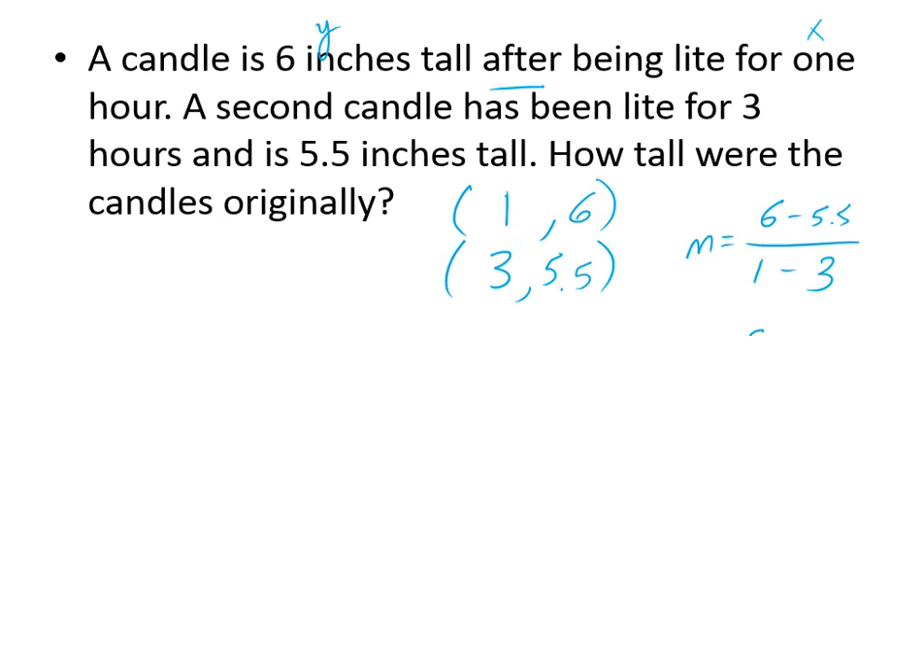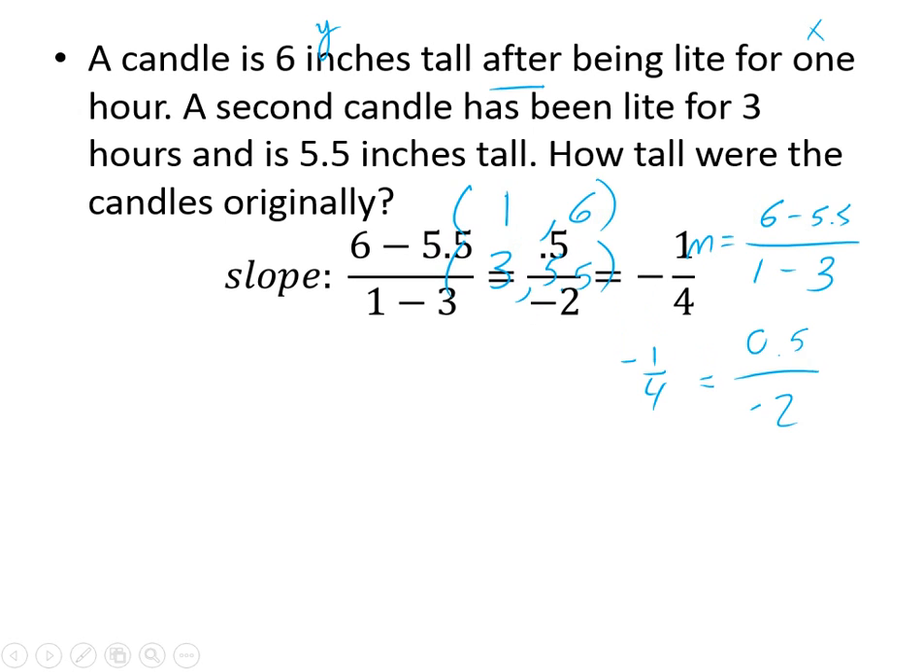Gets us 0.5 all over negative 2, which gets us about a negative 1/4. Okay, so that would be our slope. Our slope is about a negative 1/4. So now we plug this into an equation. Let's use slope-intercept form.